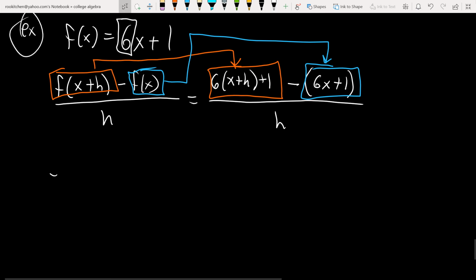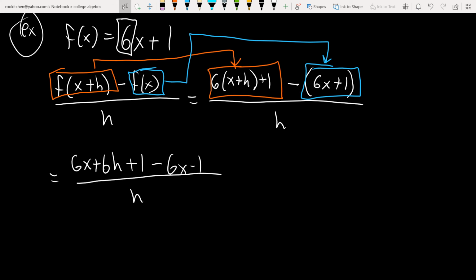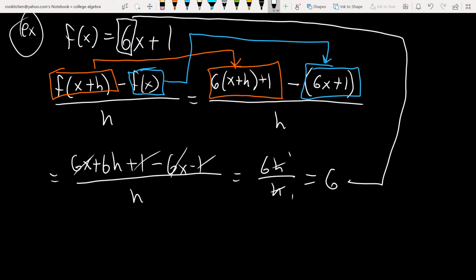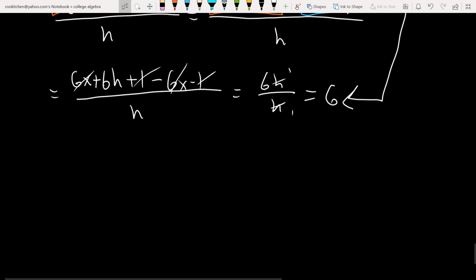And so let's simplify it, right? So first distribute the 6, so it's 6x plus 6h plus 1, minus distribute the negative, 6x minus 1, over h. And then what do we get? 6x's cancel, so I have 6h, and the 1's cancel, and then all over h. And then you simplify that, right? H over h is the same as 1 over 1. 6 times 1 is 6 over 1. 6 divided by 1 is 6. And just as promised, it is the slope. Okay, ain't that cool?